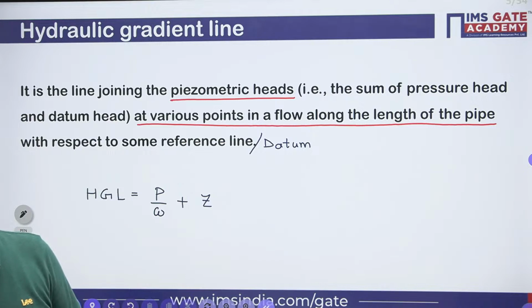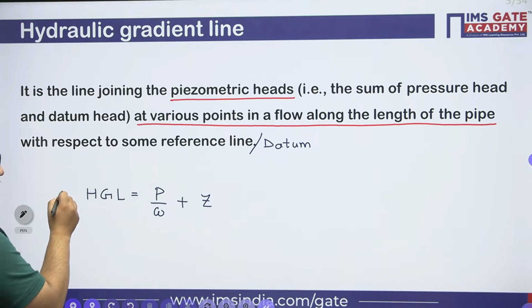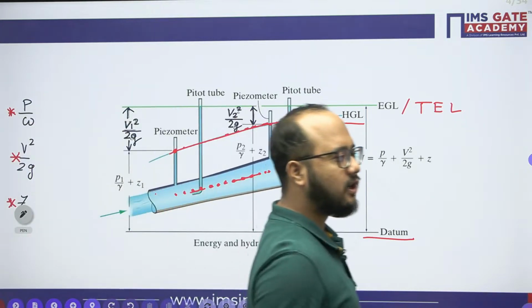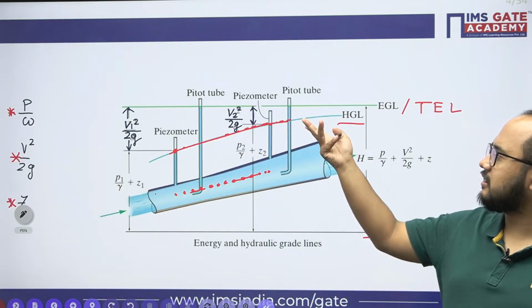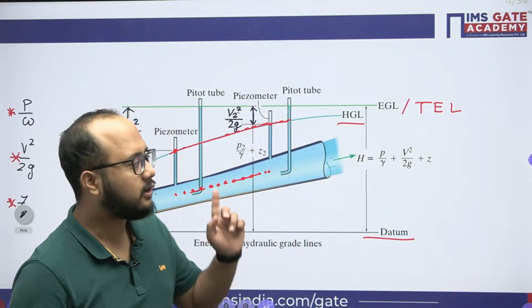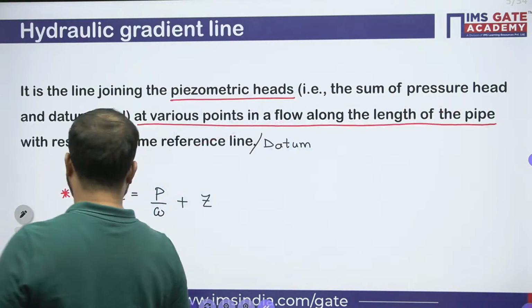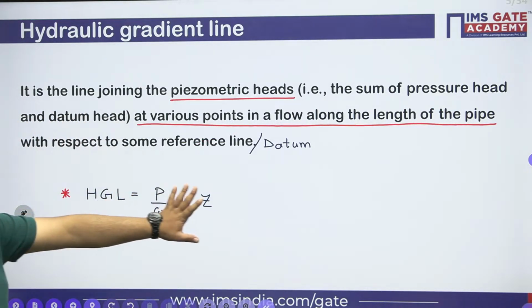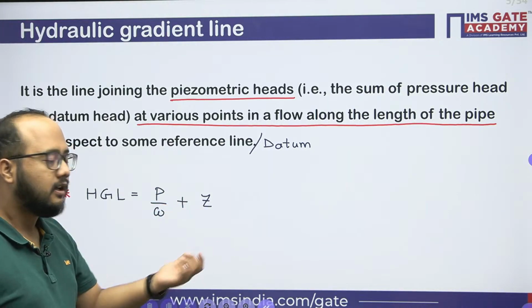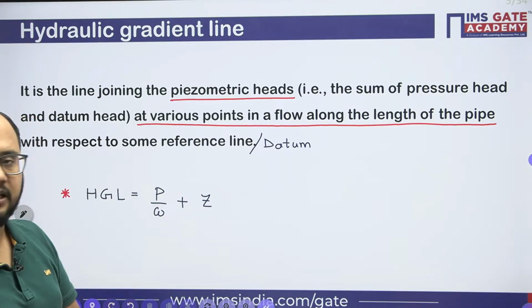Sir, these two may intersect anywhere. See Pragya, a very interesting question you have asked, whether both the lines will intersect or not. Where can the HGL and the total energy line be the same? For that you need to understand that the total energy line has three components: pressure, kinetic and datum, while HGL is pressure plus datum. First you have to identify the values of these. At any particular location you will plot these values and join all of them, and you will get the HGL.